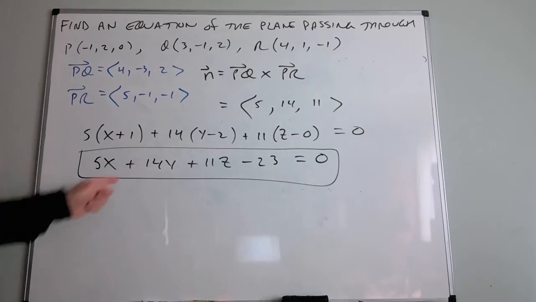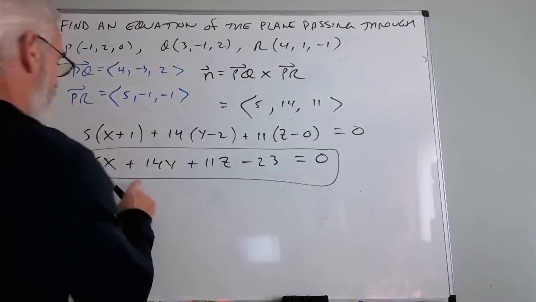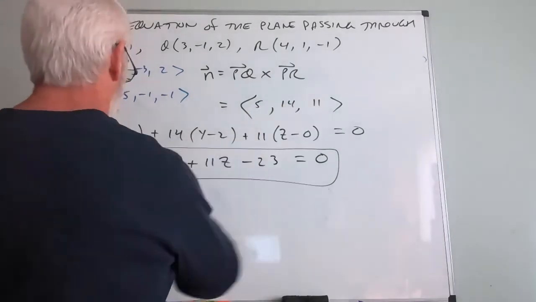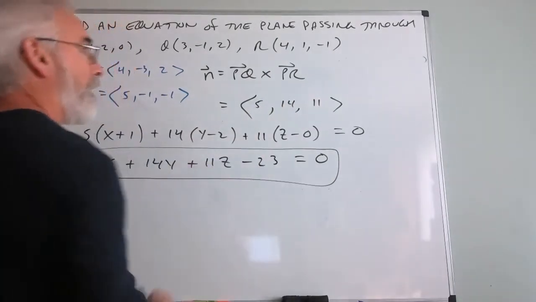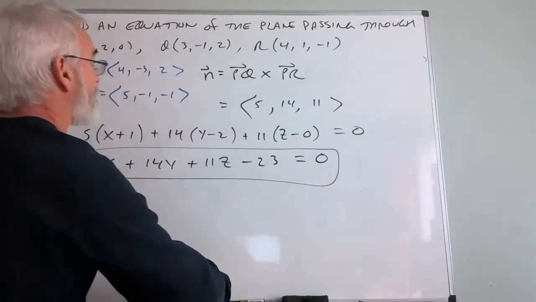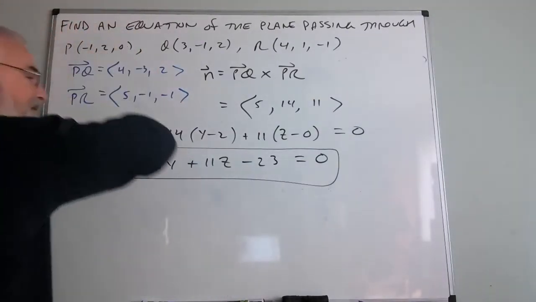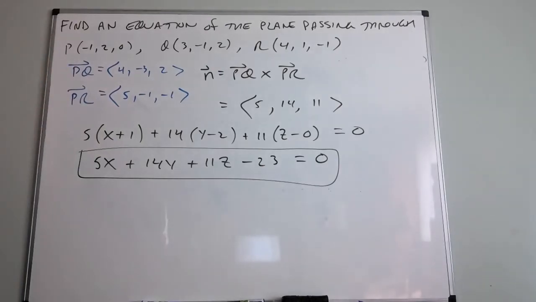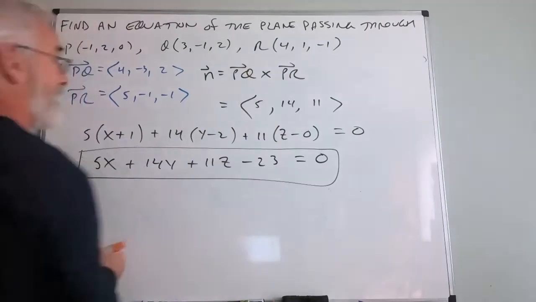How can I be certain then that this is correct? Well, first of all, I see evidence of my normal vector. All three of these points have to satisfy this equation. Now, since we used this point to create the equation, we pretty much know that point's going to work. So let's use a different point. Let's say I use this point as my check.